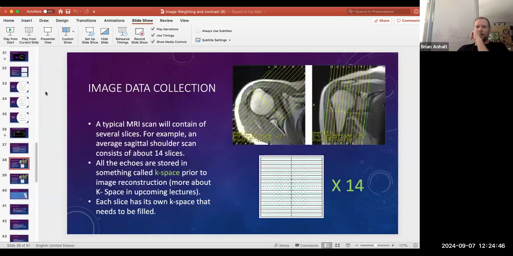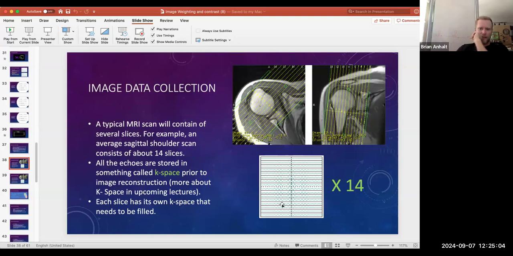Okay. A typical MRI scan will contain several slices. For an example, an average sagittal of a shoulder can consist of about 14. There's probably many more than that. That was just an arbitrary number. That's a sagittal of the shoulder. There's probably closer to like 28 in there. But we just put 14 on here just to get some numbers.